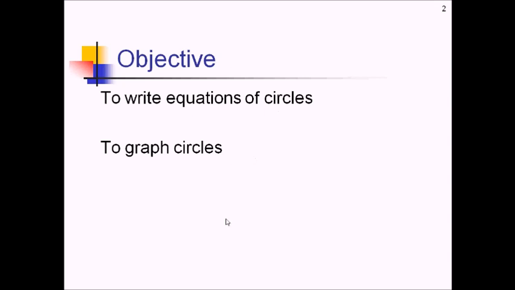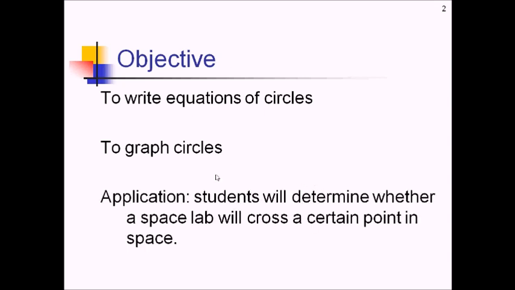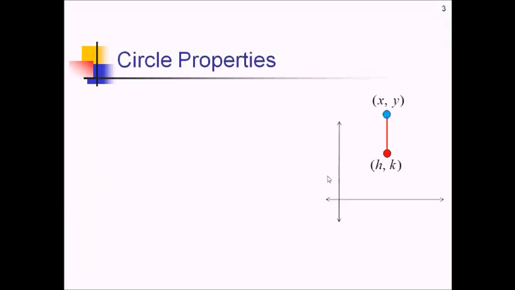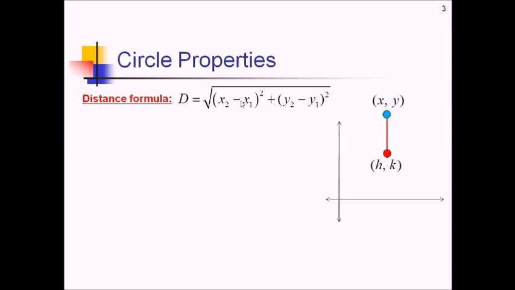For the real-life application here, we're going to determine whether a space lab will cross a certain point in outer space. To get things rolling, let's say we have 2 points on a graph, x, h and h, k. There's a certain distance between these 2 points, like any 2 points. The distance formula tells us the distance between 2 points is the square root of x2 minus x1 squared plus y2 minus y1 squared. Basically, Pythagorean theorem in two-dimensional space.